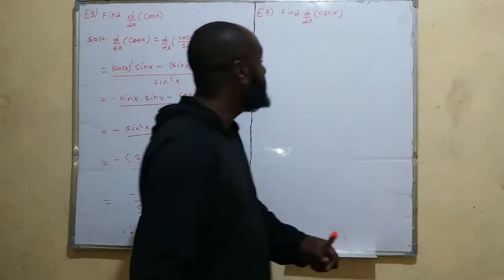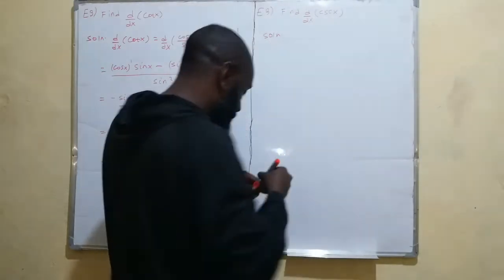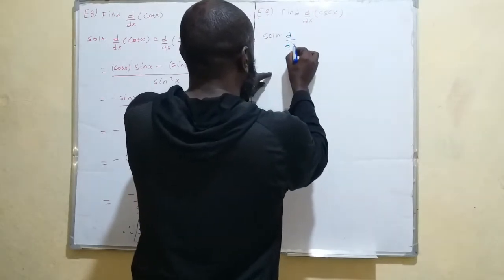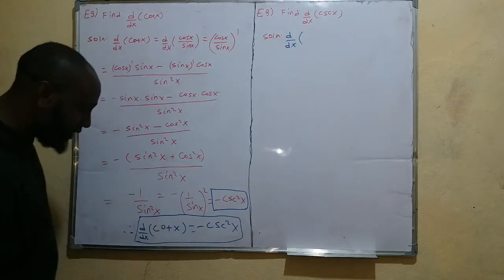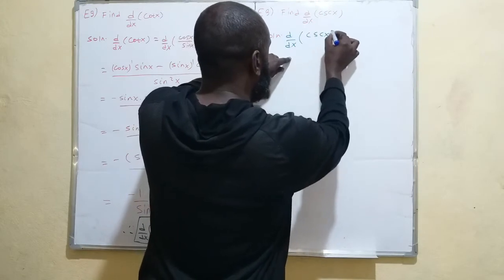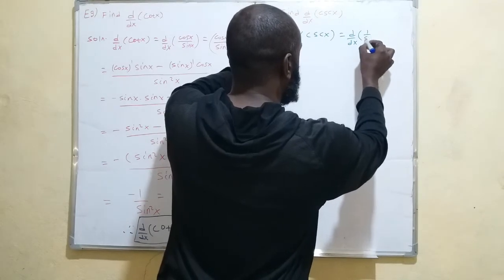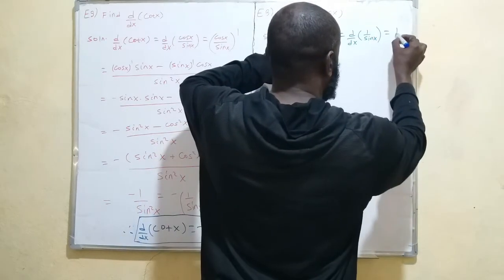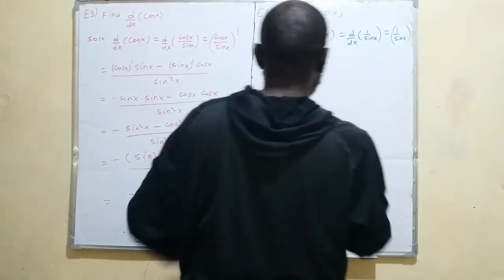Let's see the second example and the last example for this class. As a solution, d by dx of cosec x. You remember what cosec x is? Cosec x is 1 over sin x. d by dx of cosec x is 1 over sin x, the whole derivative.